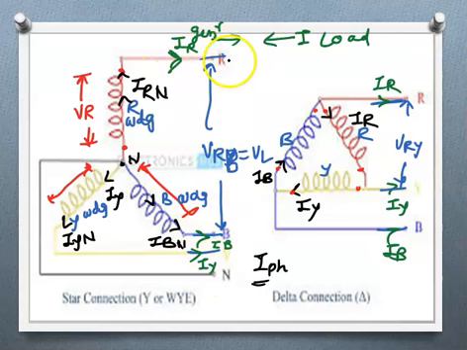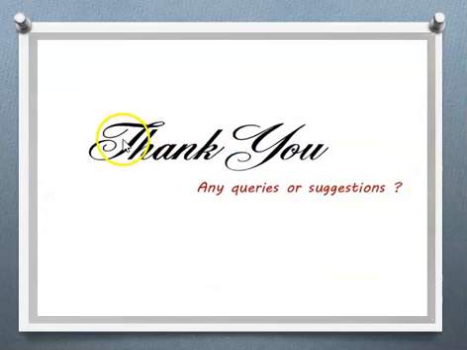The line voltage is the potential difference between any two supply lines, and the phase voltage is the voltage across each winding. So observe carefully that line voltage and line current are related to supply lines. Phase voltage and phase current are related to that particular phase. So remember this. This is all about what is meant by line voltage, phase voltage, line current and phase current.